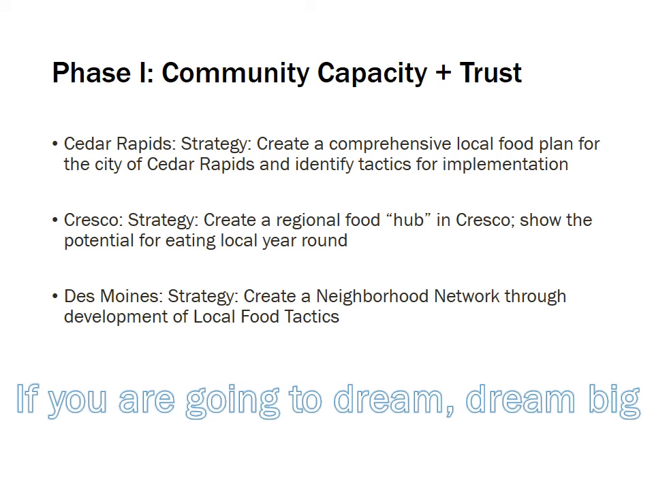Differing from a hub in terms of food distribution, Cresco will be viewed as a community that can eat local year-round. By partnering with local food co-ops, rural producers, and community programs, Cresco will develop a marketing strategy based on growing and eating local. Des Moines is a vibrant city with numerous strong grassroots food initiatives making large strides, particularly in terms of organization, production, and distribution.